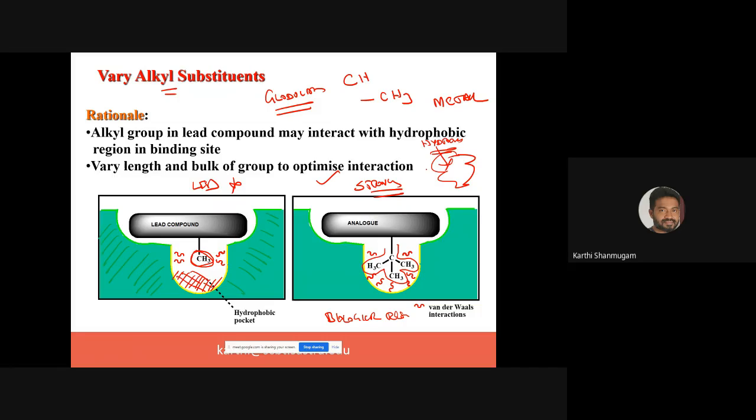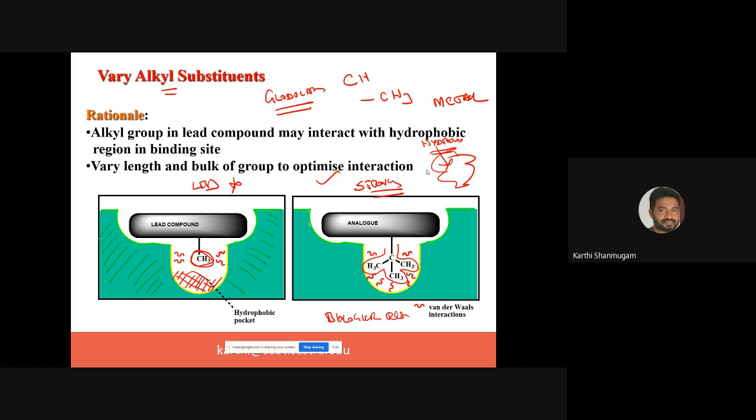We cannot guarantee it, but we can expect more biological response, because this time the interaction between the drug-like molecule and the binding site is very intense. The fit between the drug-like molecule and the binding site is a very tight fit compared to the first example. And this type of optimization is what is called varying alkyl substituent. Is it understandable?